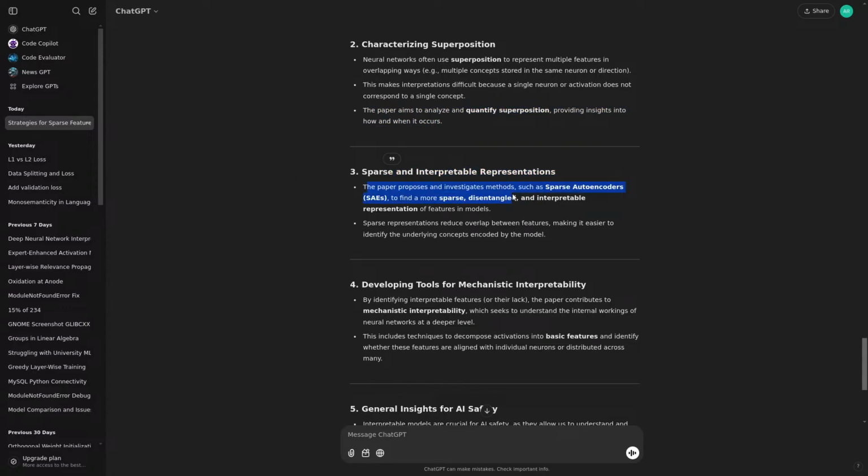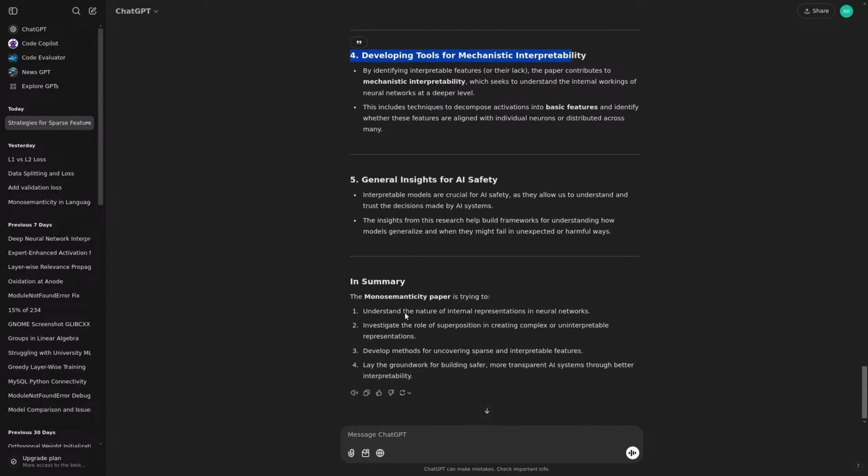Sparse and interpretable representation. The paper proposes and investigates methods such as sparse autoencoders to find more sparse, disentangled, and interpretable representations of features in the model. Developing tools for mechanistic interpretability, and so on.